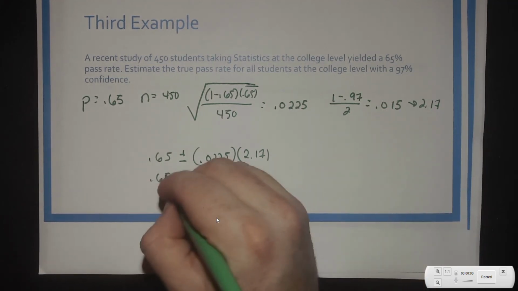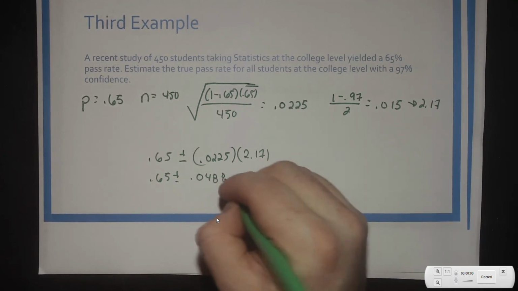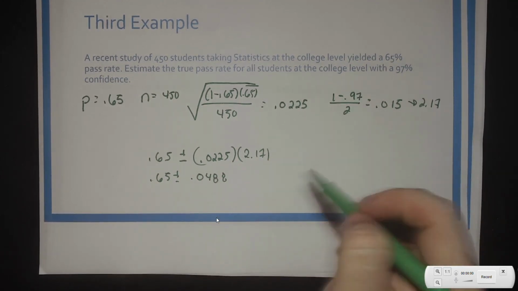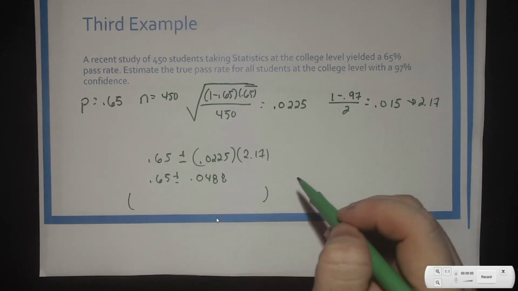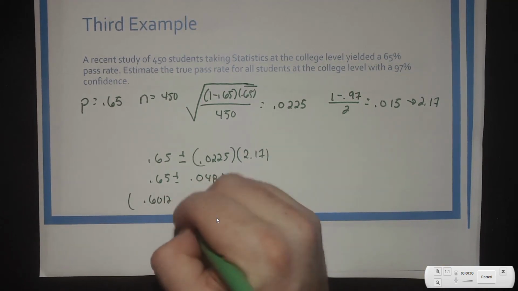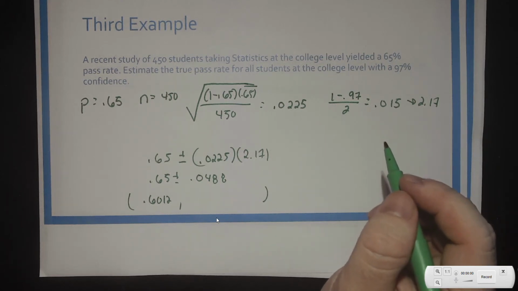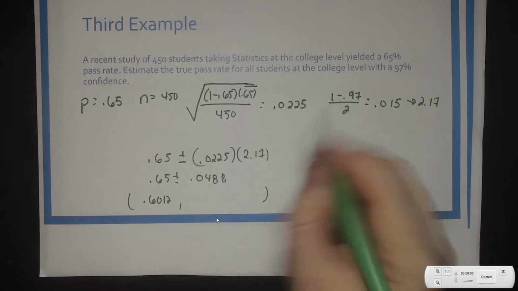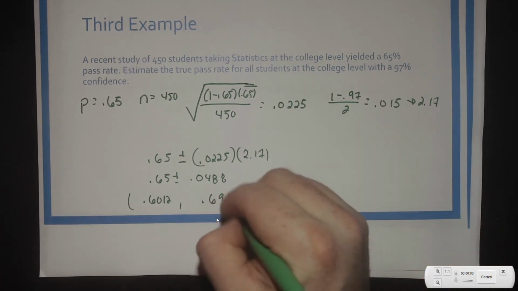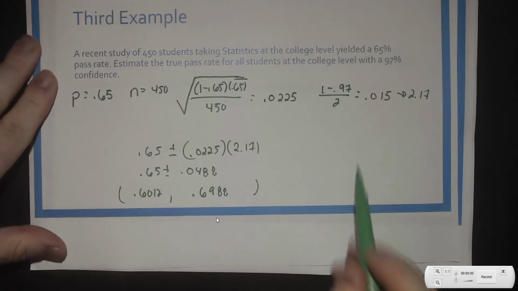So 0.65 plus or minus 0.0488. Okay, so let's see. 0.65 minus 0.0488 gives me 0.6012, and then 0.65 plus 0.0488 gives me 0.6988. And once again, I'm going to write myself a little sentence here.